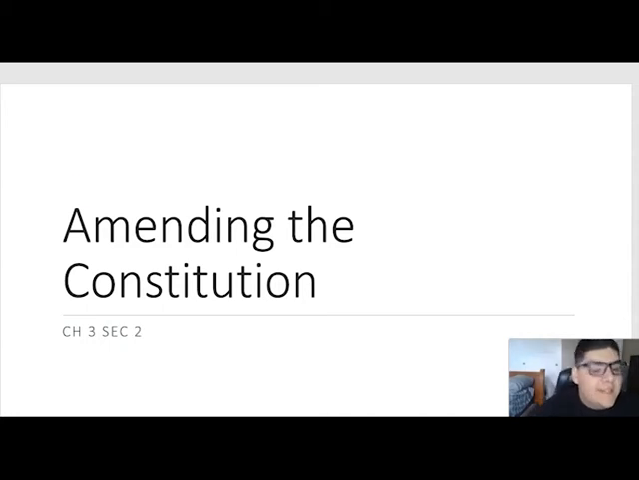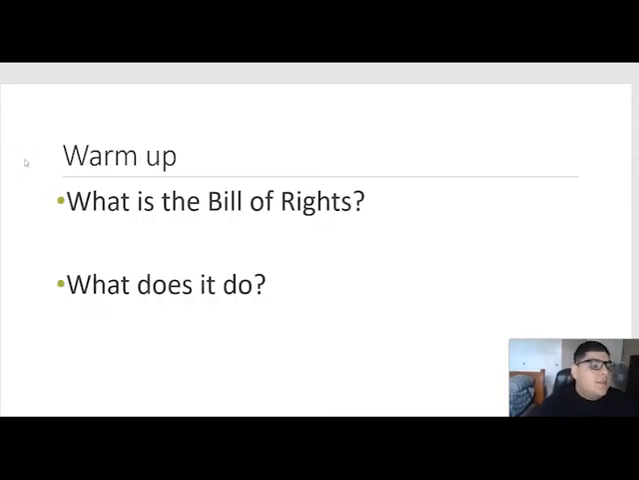Alright guys, so today's lesson is amending the Constitution. So we'll start off with the warm-up question. What is the Bill of Rights and what does it do? Remember guys, in the last lesson that I gave you, we talked about that. Remember what it protects? Does it protect us, or does it protect, for example, the federal government? So take a second to write those down and then we'll move on to the next slide.